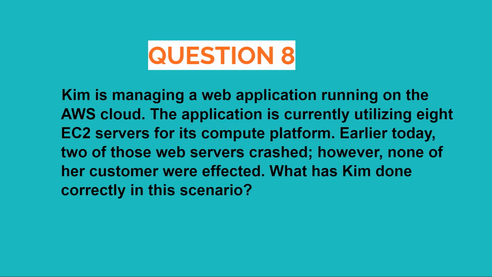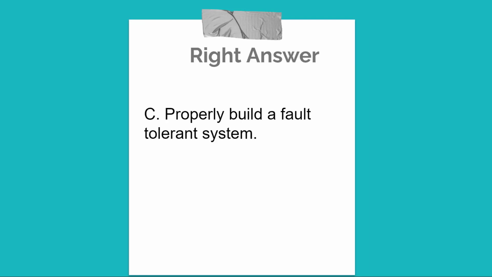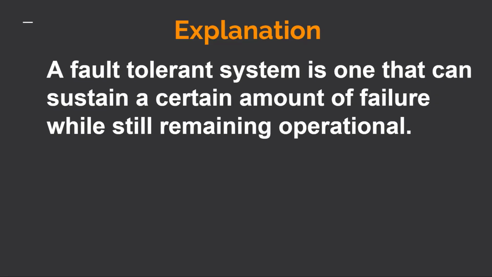Question. Kim is managing a web application running on the AWS cloud. The application is currently utilizing 8 EC2 servers for its compute platform. Earlier today, 2 of those web servers crashed. However, none of her customers were affected. What has Kim done correctly in this scenario? Option. A. Properly built an elastic system. B. Properly built a scalable system. C. Properly built a fault-tolerant system. D. None of the above. Right answer is C. Properly built a fault-tolerant system. Explanation. A fault-tolerant system is one that can sustain a certain amount of failure while still remaining operational.